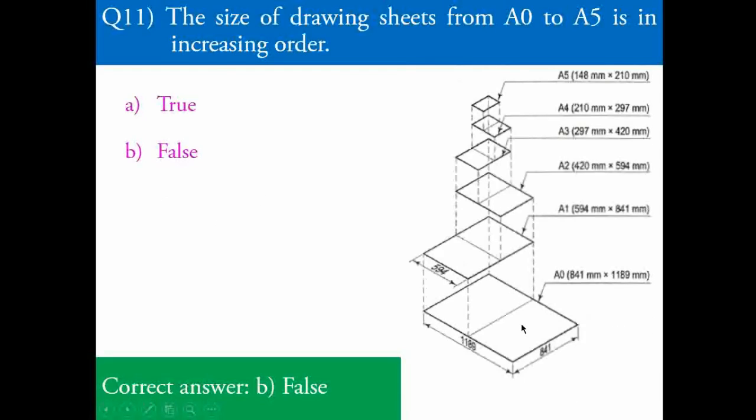Again you can observe A0 is the biggest one. From A0 to A5, the size reduces, but the question has mentioned increasing order. So the answer for this question is false.